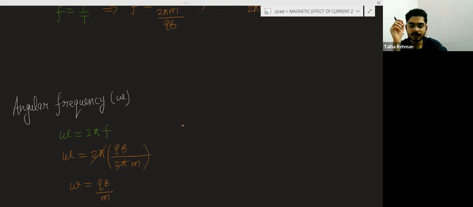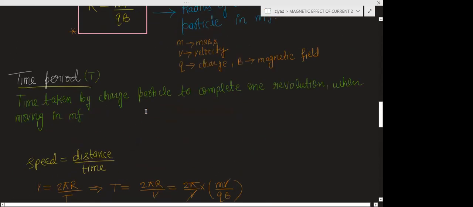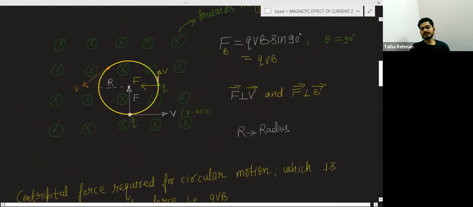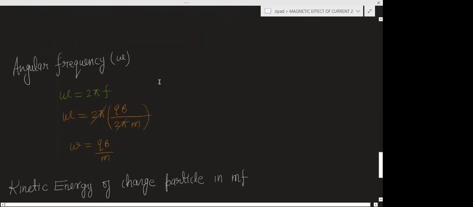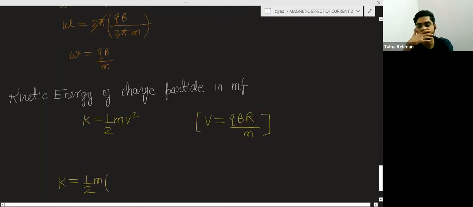Now there is one more term, kinetic energy. What would be the kinetic energy of the charged particle moving on a circular path? The kinetic energy of any body, any particle, is given by half m v square. As this particle is moving, we will take half into the mass of this particle into velocity square, or the speed square. So the kinetic energy of a charged particle in a magnetic field is given by half m v square.